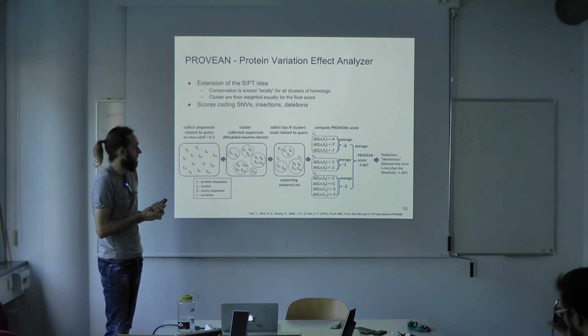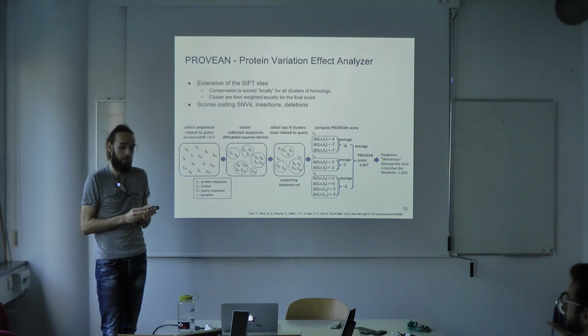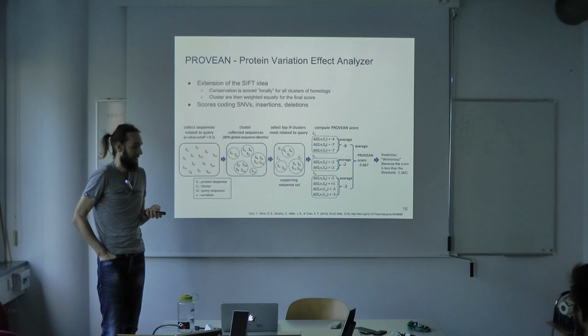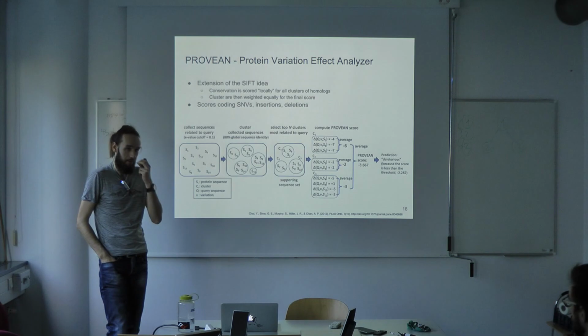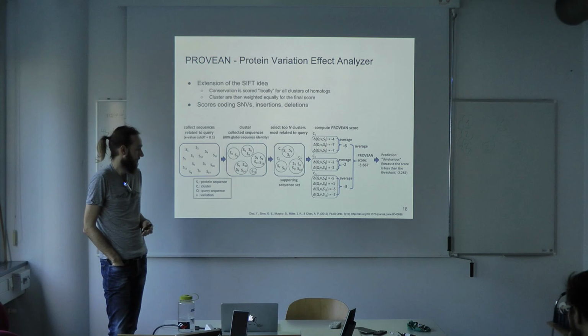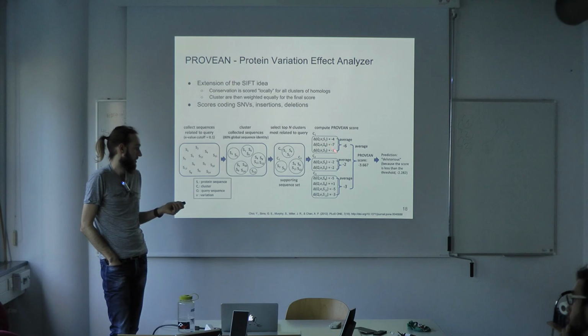And then same thing, you have a final score, you have some threshold they determined, and that predicts if your input variant has an effect or not. So of course you look at the effect variant here. I didn't say this, but you look at your query sequence with the effect variant in it, not the normal query. But is that clear? The main point is that you do this clustering, and then each cluster is treated equally.